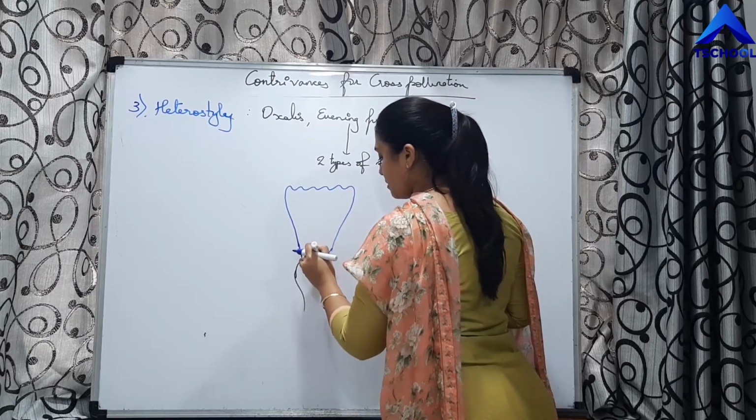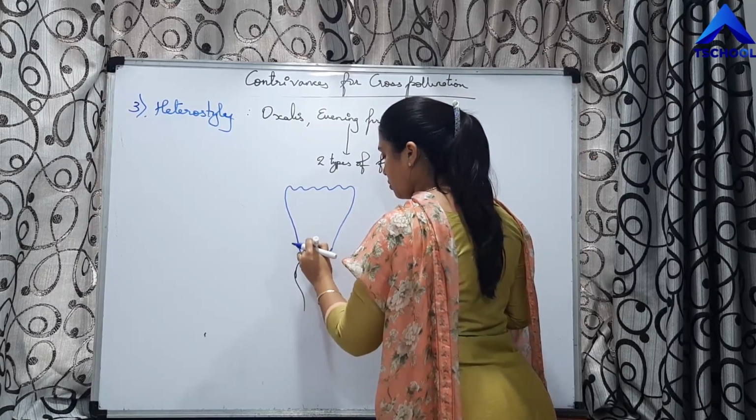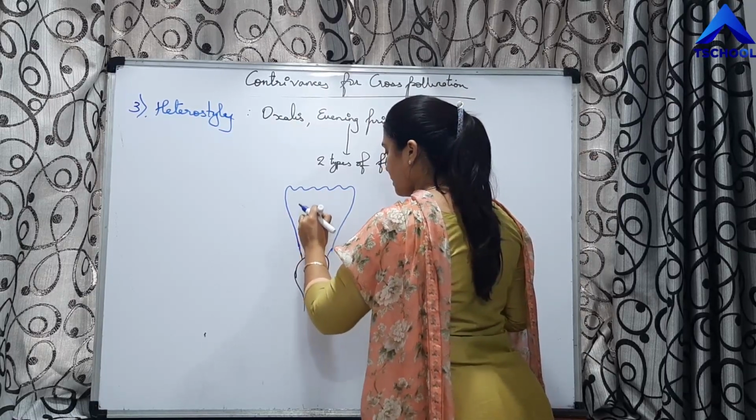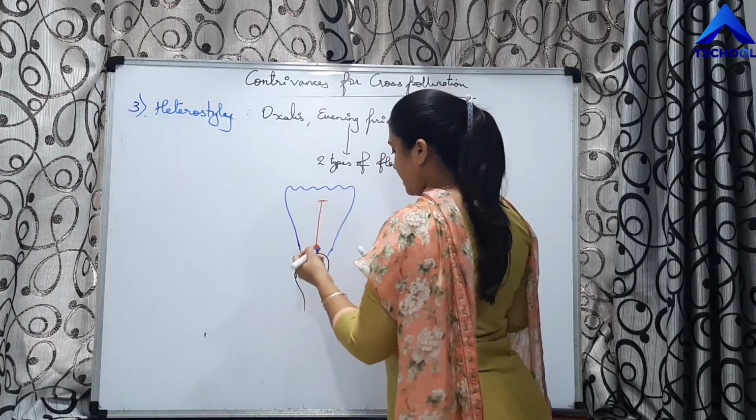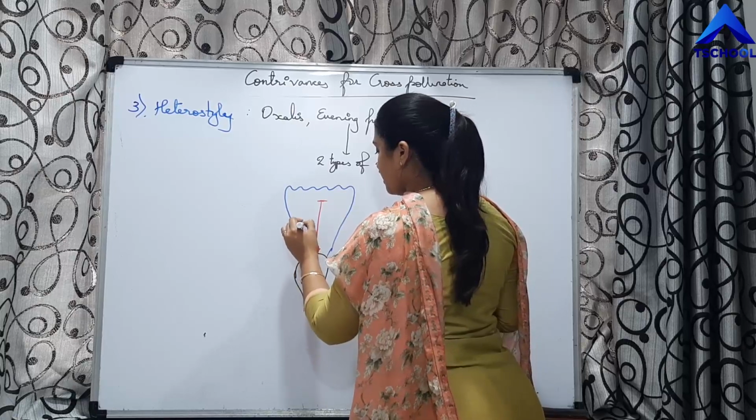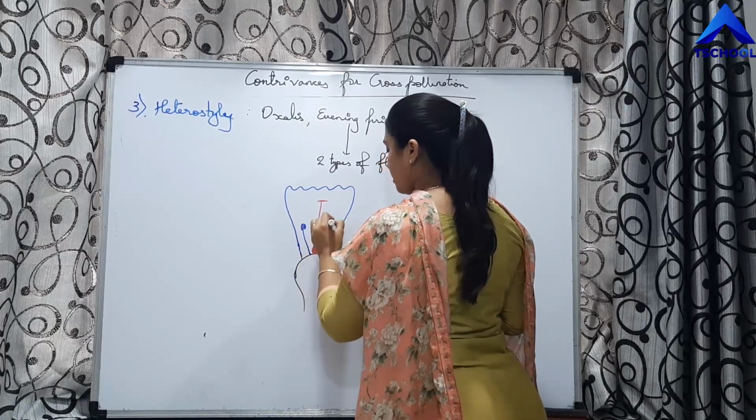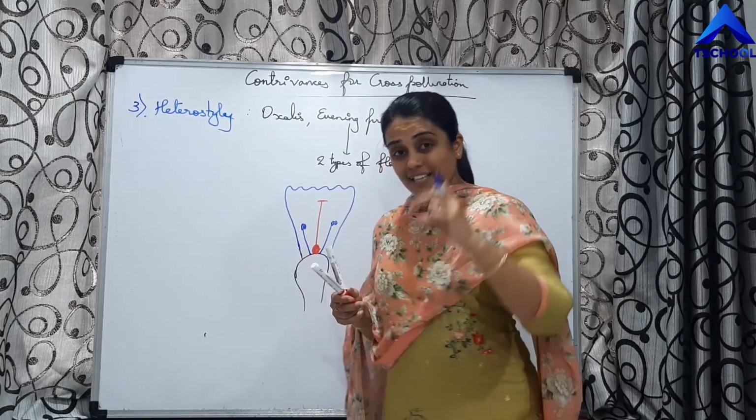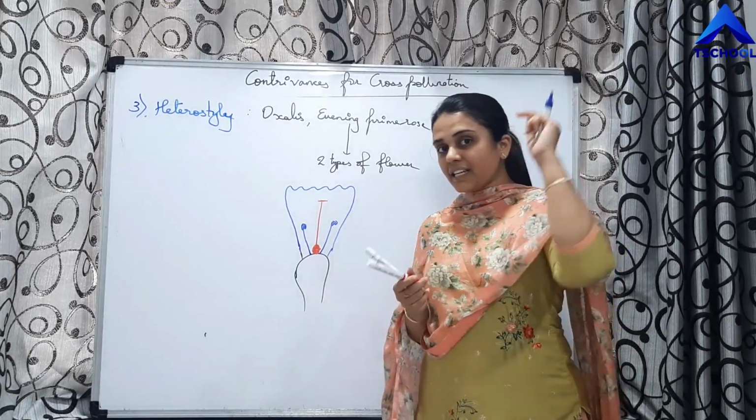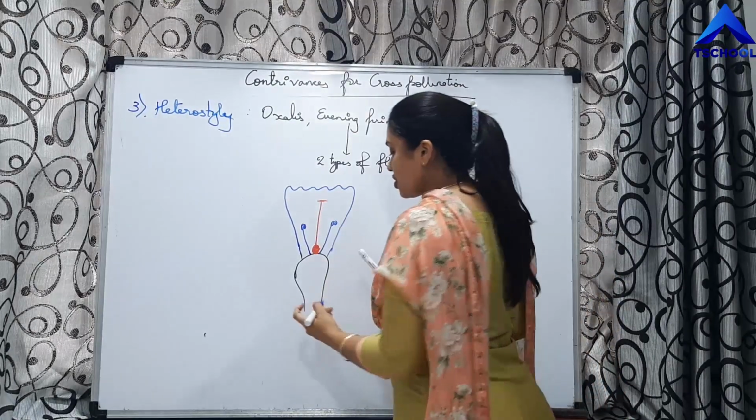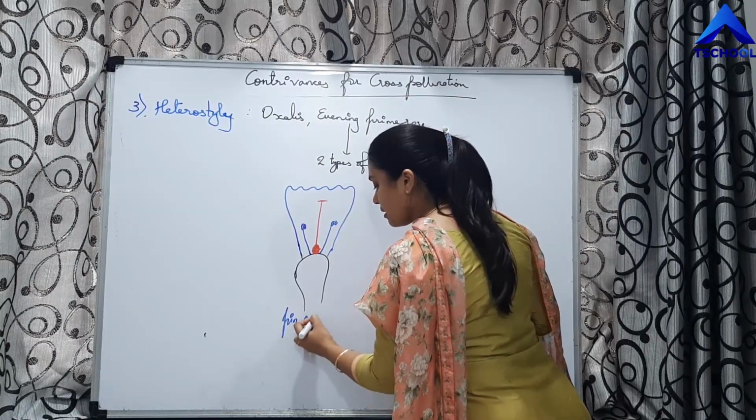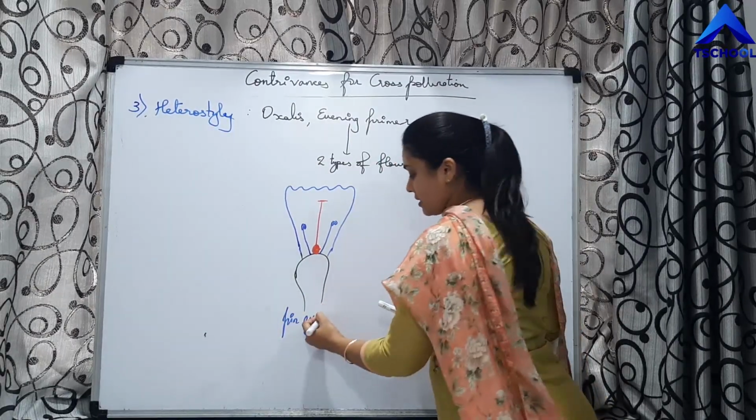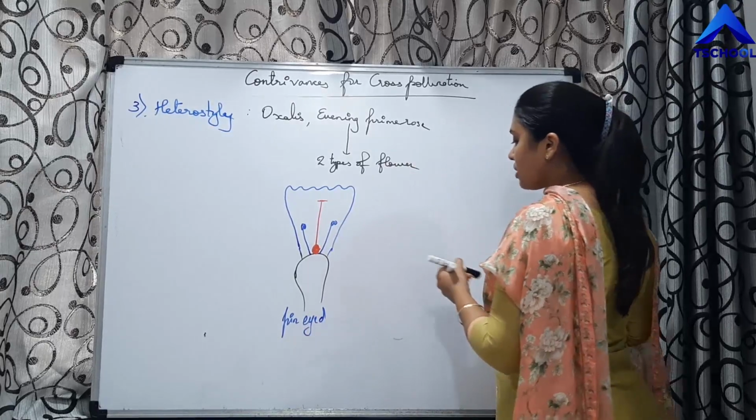This is the style, ovary, style, and stigma, right? And over here is the anther, right? So the style is very long, the style is elongated, right? Such type of flowers are called pin-eyed flowers, right? And there is one more condition.